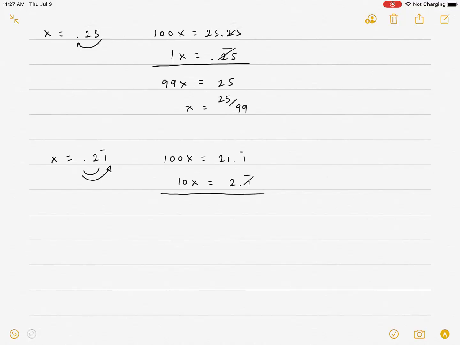Draw my bar. Subtract these 1s that are repeating, that gives me a 19. 100x minus 10x is 90x. Divide by 90.